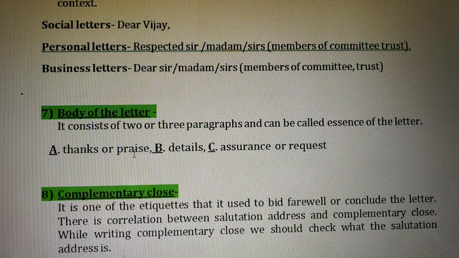But in first para, introductory matter is required. Means why you are giving the thanks, why you are praising that particular institute or company, and what is required to do. Means introductory material is there. In detail, you can discuss all those things in the second para. And third para, you have to assure that request, please do the needful. Such things are required. We will see example of it in the last part.